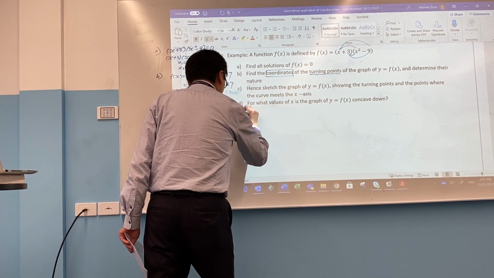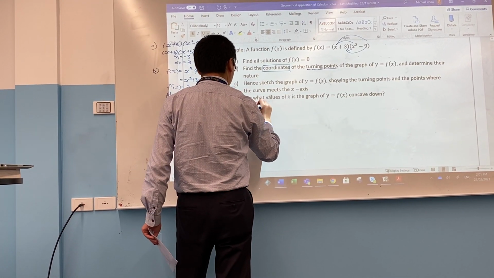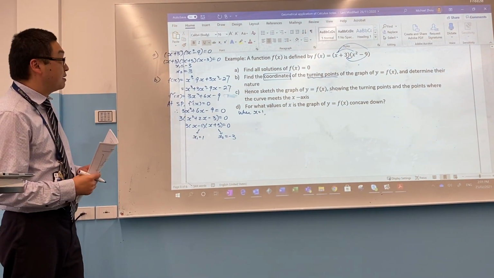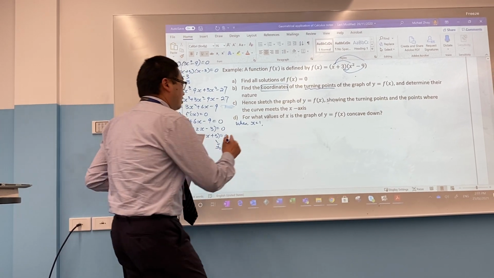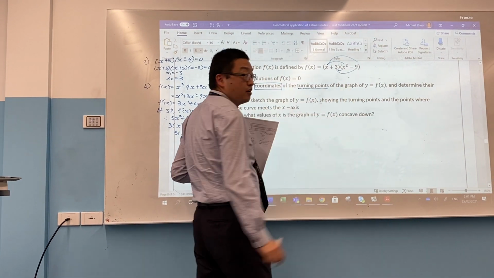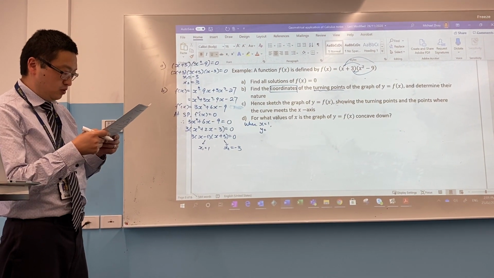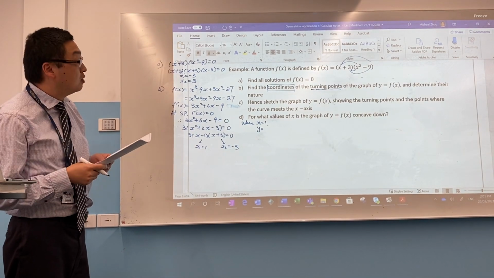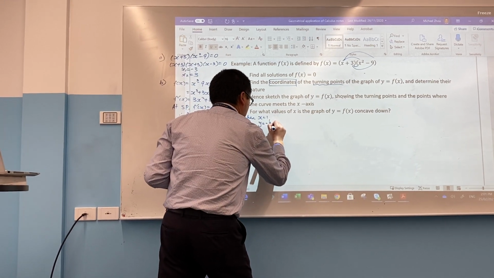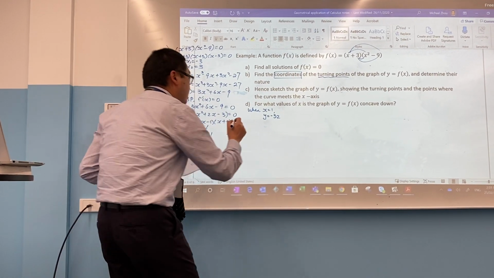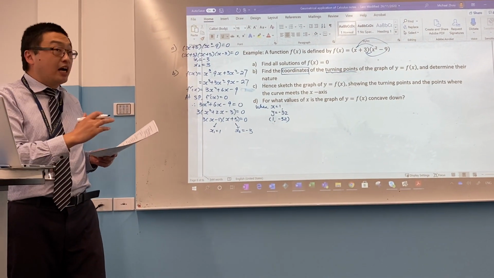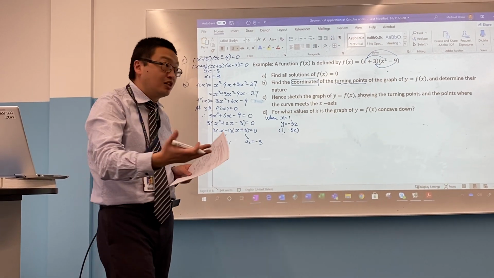So when x is 1, we go back to the original function to find the y value. From here, pretty straightforward. 1 plus 3 is 4, 1 minus 9 is minus 8, so it's going to be minus 32. Is that okay? Therefore, I can write my coordinate as (1, minus 32). At the moment I'm just writing down the coordinate. I don't know if it's maximum or minimum, but we'll find out in a minute.